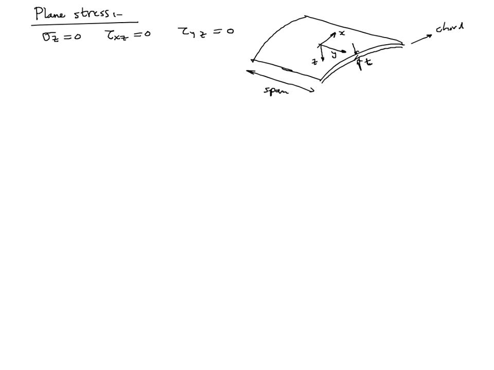Okay, so because of the relationship between shear strains and shear stresses, we can from here calculate that gamma xz is tau xz over G, which is 0, and gamma yz is tau yz over G, which is again 0. So 0 shear stresses would mean 0 shear strain. Fair enough. But what about the condition sigma z equals 0?